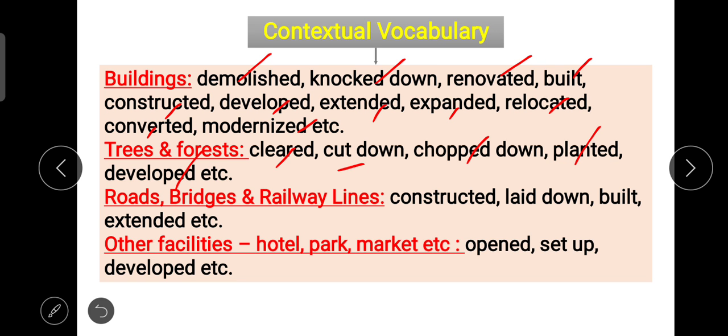If we are given data related to roads, bridges and railway lines, we can use constructed, laid down, built, extended or expanded. The project can be expanded. Other facilities like hotel, park, market and so on, we can use opened, hotel opened, park opened, market opened, set up or developed. So these are certain words which we can use in different contexts.